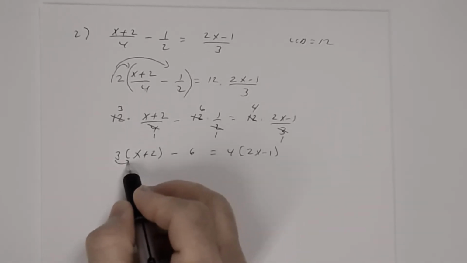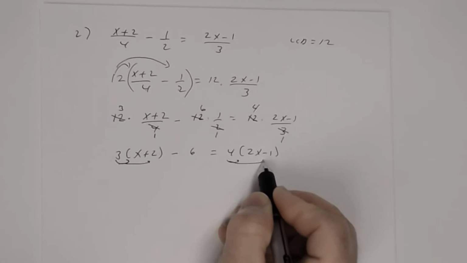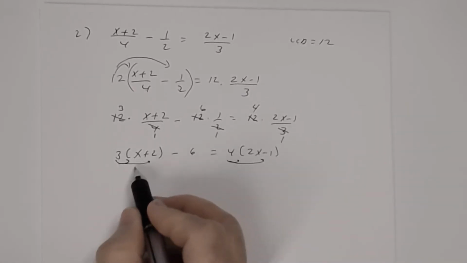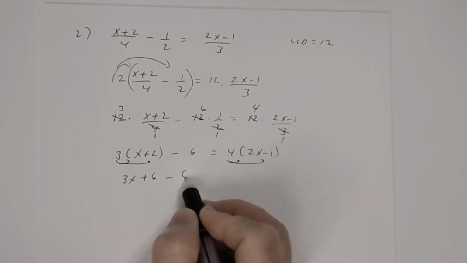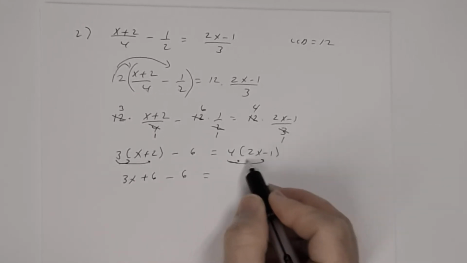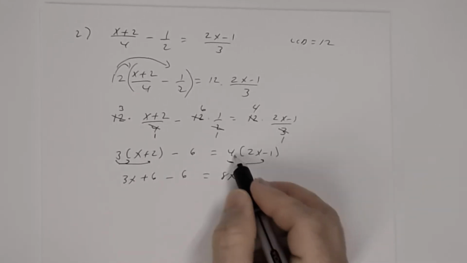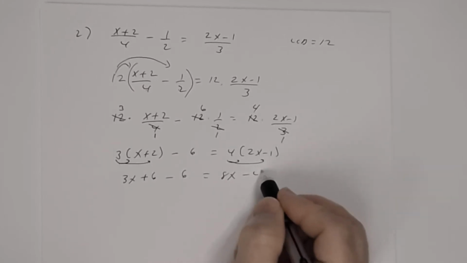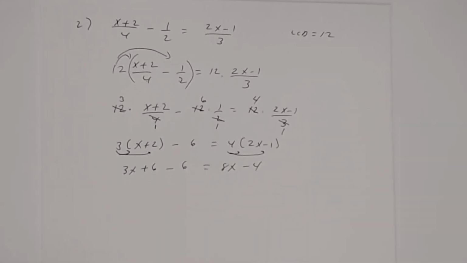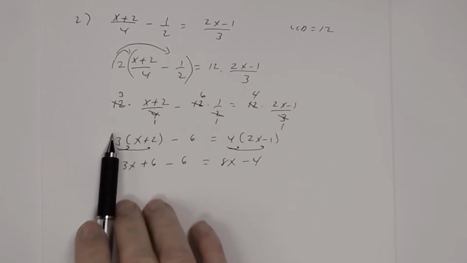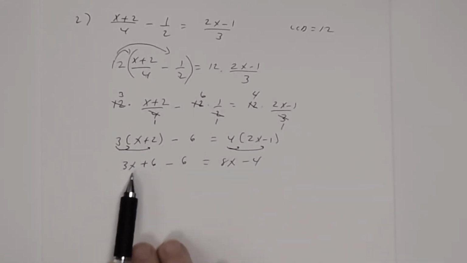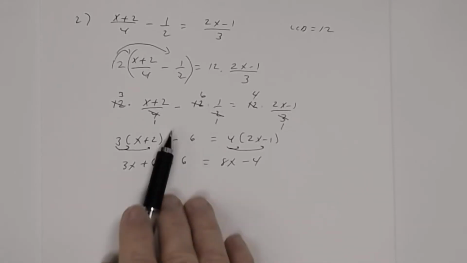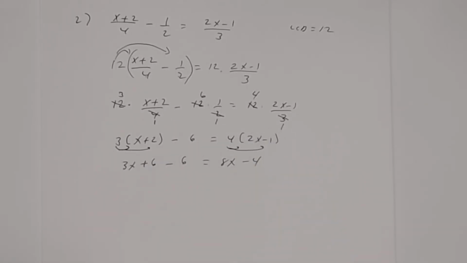Now let's use the distributive property again in both cases. And so I have 3x, 3 times x is 3x, 3 times 2 is 6, minus 6, equal 4 times 2x is 8x, and then 4 times a negative 1 is a negative 4. Okay? All right, let's combine like terms. Now, again, notice I don't have any fractions any longer. All my denominators are 1s, are factors of 1. So notice all these are factors of 1.